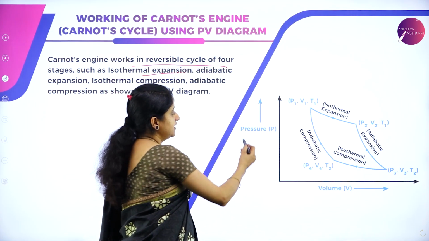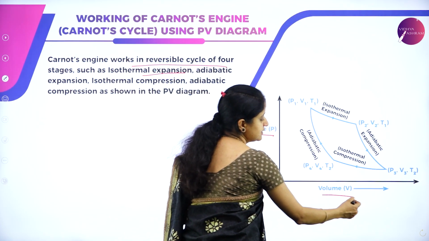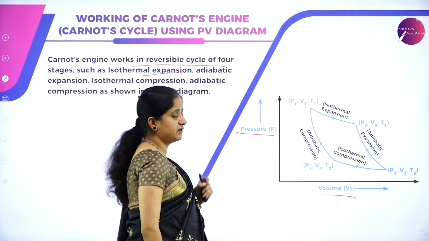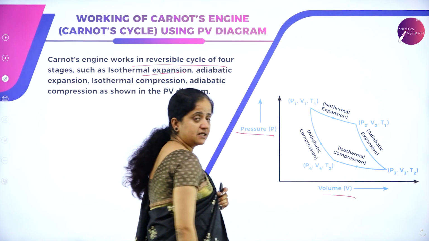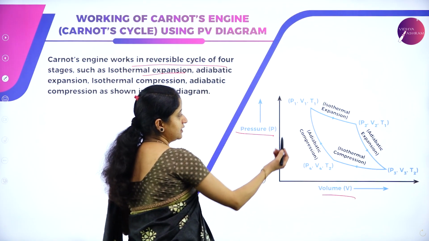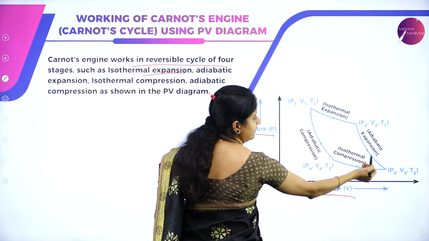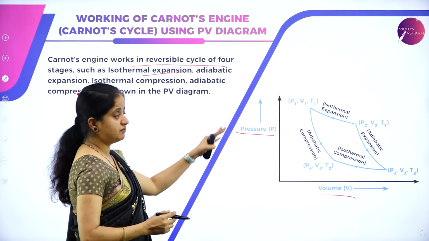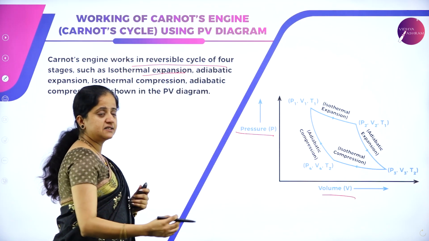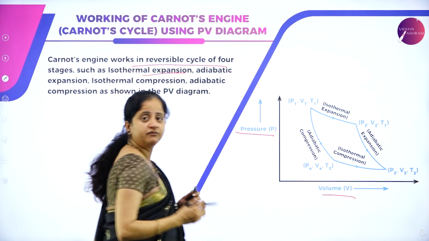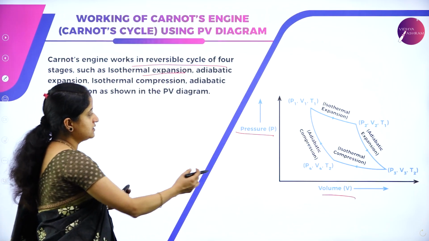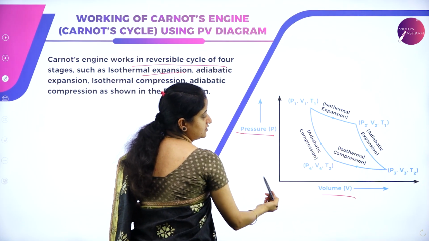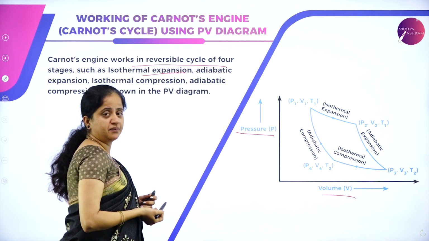You can now observe here that pressure is varying versus volume. The Y axis is along which the pressure will vary, and along the x axis, the volume. So here you can observe there is a reversible cyclic process. The PV diagram is explaining this to us, so let us go through it one by one in detail. It undergoes 4 processes, as I said: isothermal expansion, adiabatic expansion, isothermal compression, and adiabatic compression.